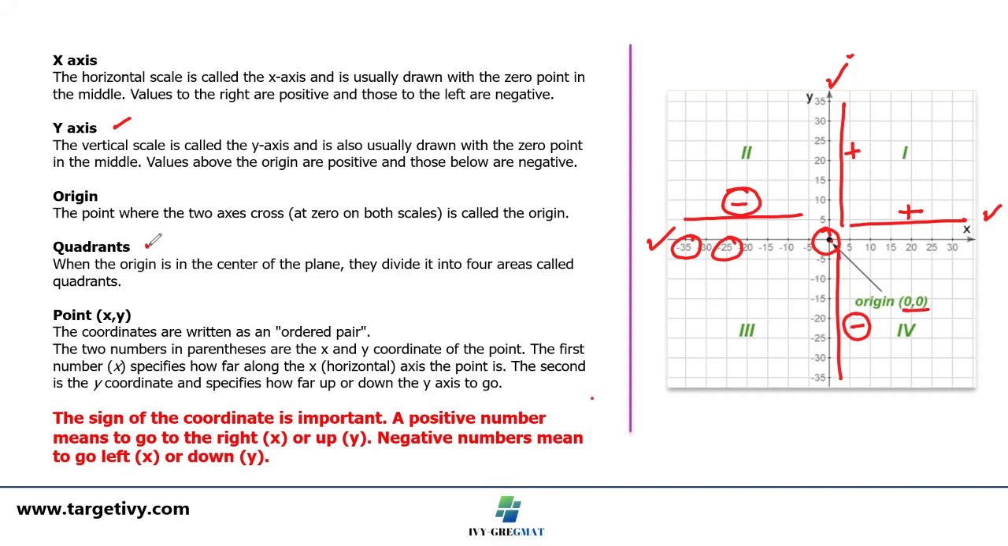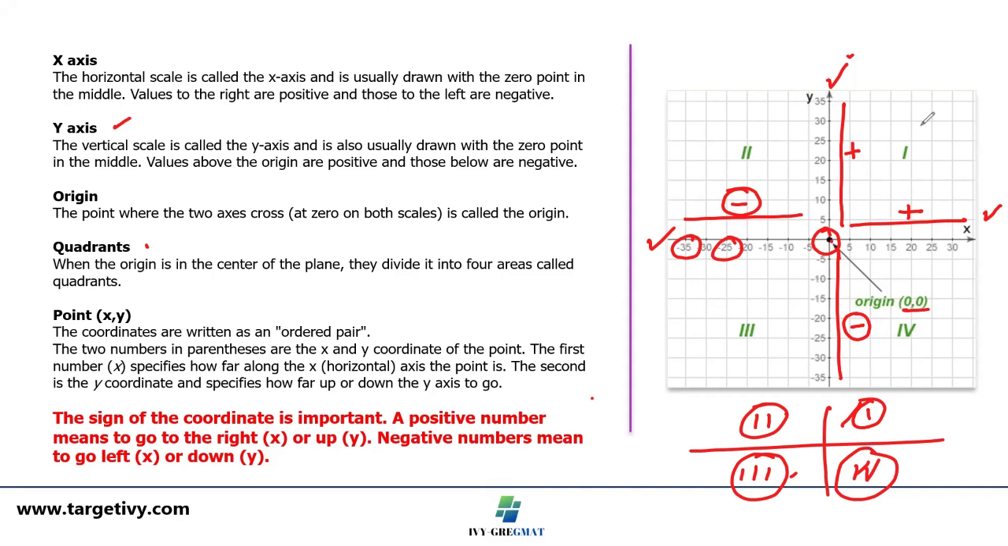What are quadrants? Whenever I draw a line like this on any plane, it divides into four parts: 1, 2, 3, and 4. And these four parts are called quadrants. So first quadrant, second quadrant, third quadrant, and fourth quadrant. Now, if I put a point, it cannot be 1, 2, 3, 4. It has to take into consideration both the x and the y axis. So it is written in the form of x and y, and this is called an ordered pair.